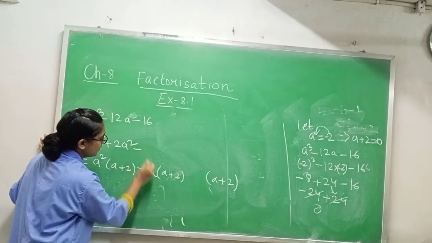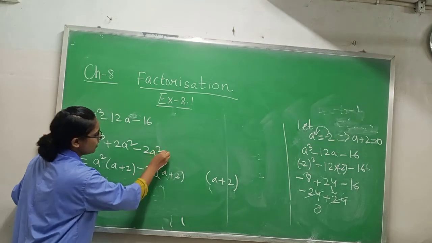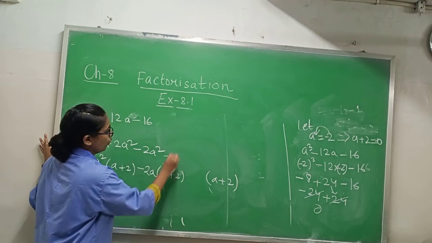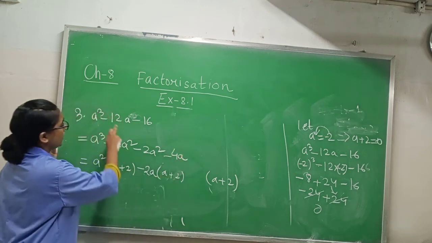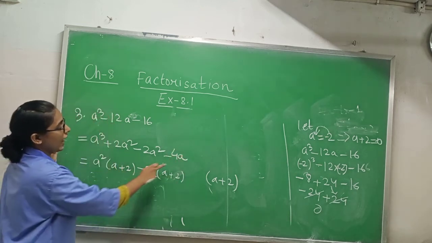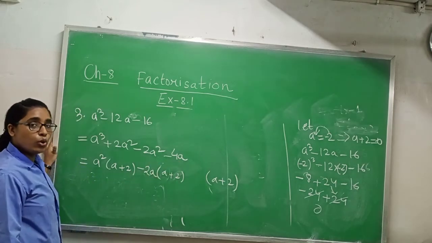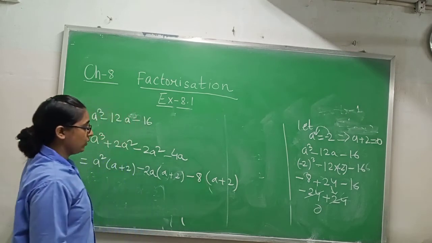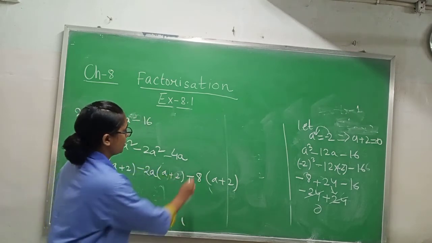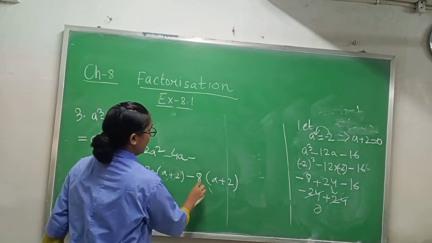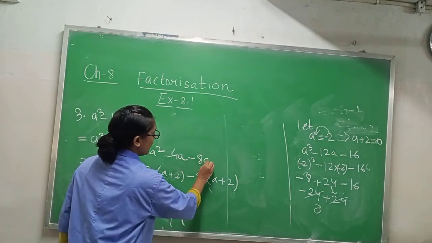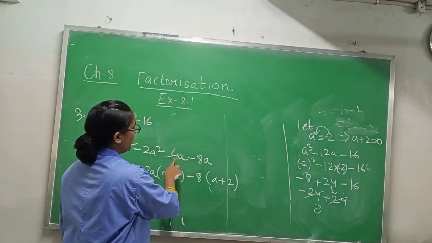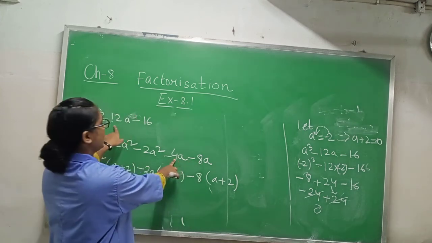Now minus plus minus 2a into a, 2a square. Okay. Now again minus plus minus 2a into 2, 4a. But here I need minus 12a. I am getting only minus 4a. Okay. So I will multiply with minus 8. Minus plus minus 8 into a, 8a. Okay. So see, minus minus plus and 8 plus 4, 12. So you will get minus 12.